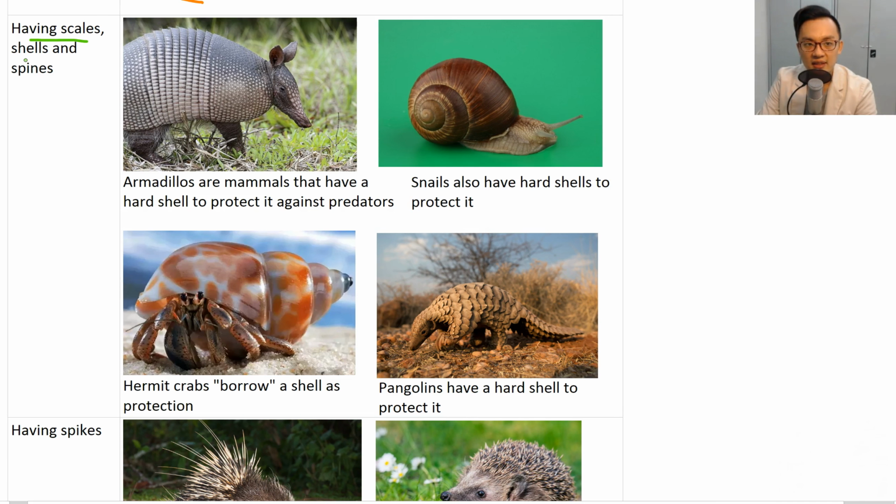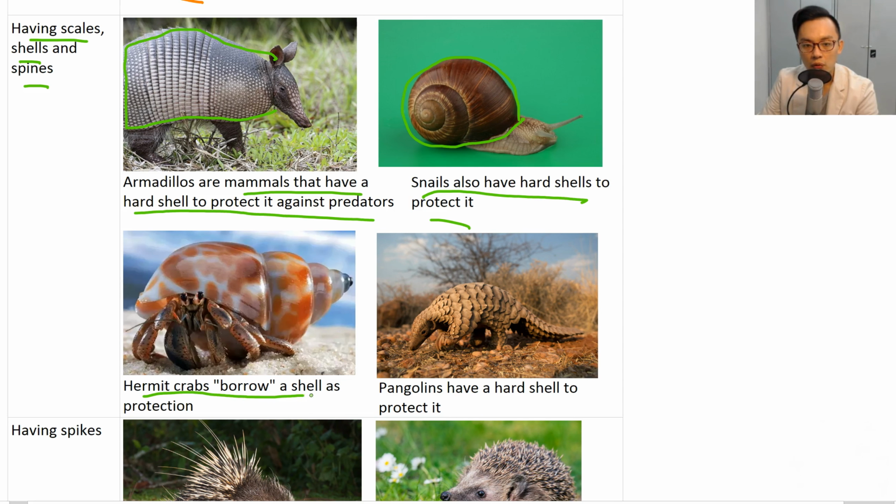So let's look at having scales, shells, and spines. Armadillos are mammals that have a hard shell to protect them against predators. This is the hard shell of an armadillo. If you are a lion or a tiger and you try to bite it, you're going to have a bad time. Snails also have hard shells to protect them. This is commonly known as their home. This is the shell.